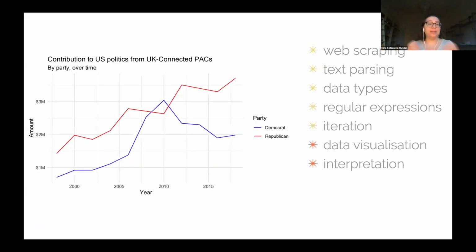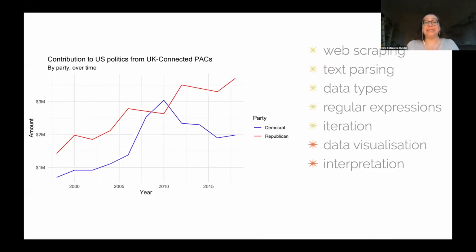And ultimately, they do a data visualization. As I said, I'm teaching in the UK right now, so we subsetted the data for PACs that are connected to the UK, and then plotted how much money has been donated to Democratic and Republican campaigns. Then they get to interpret what they're seeing here. So they make a data visualization and interpret it as well.